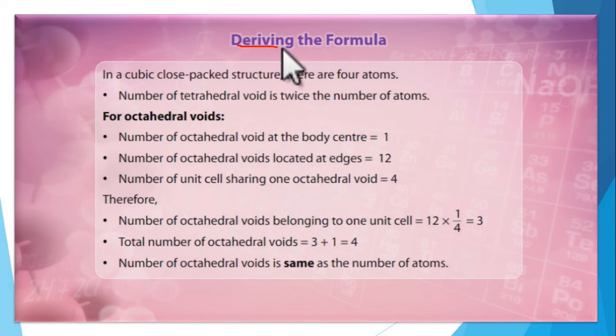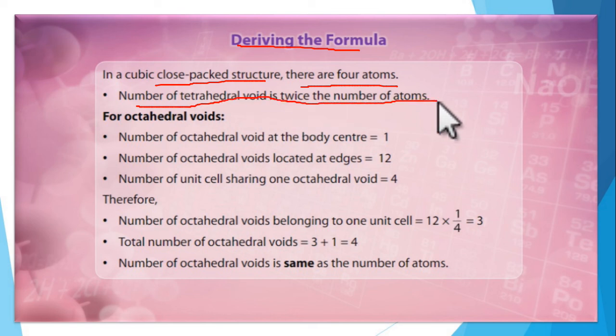Deriving the formulas. In a cubic closed packed structure, there are four atoms. One atom at each corner of the cube contributes 1/8 part. Total 8 atoms, so only one atom in a cube, and the three atoms at face centers each contribute half. Number of tetrahedral wires is twice the number of atoms.